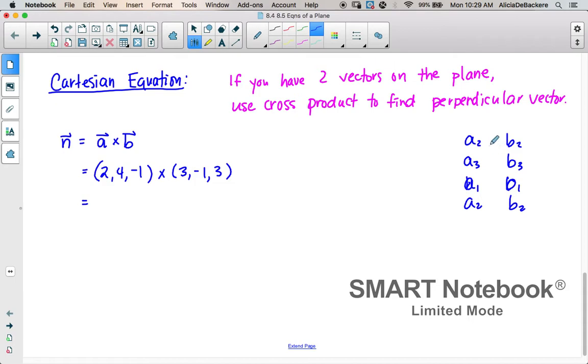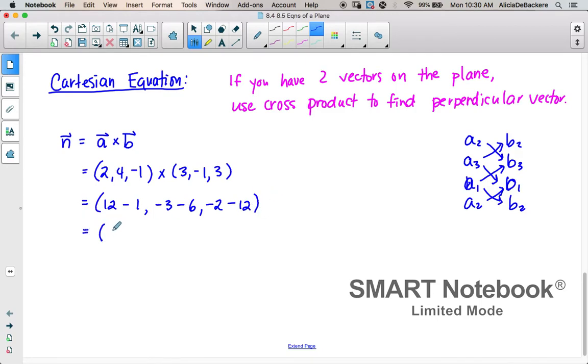And we're looking first at going from A2 to B3. So 4 times 3. And then we're going to subtract A3 times B2. So we get +1 there when I do -1 times -1. And now we're going the third one times the first one. So -1 times 3 minus, and then the first one times the third one, 6. And then we're going to do the first one times the second one, so 2 times -1, minus the second one times the first one, so 12.